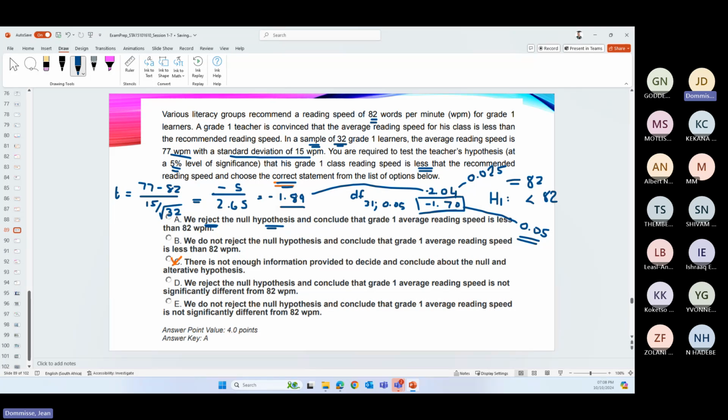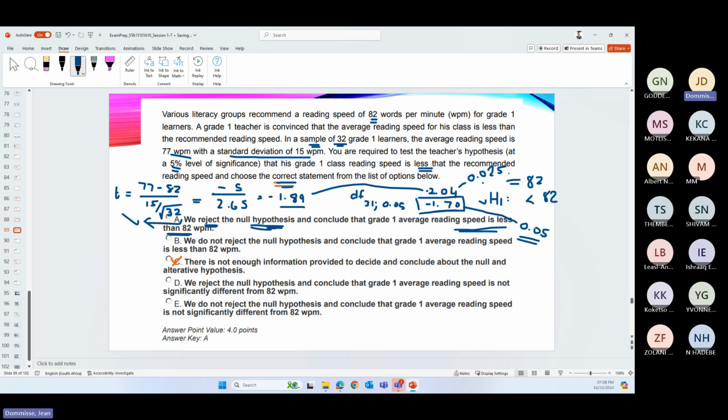So your t-stat is bigger. Because it's bigger, we reject the null hypothesis. We accept the alternative. The alternative says that the reading speed is less than. And option one, or option A, is the correct one.